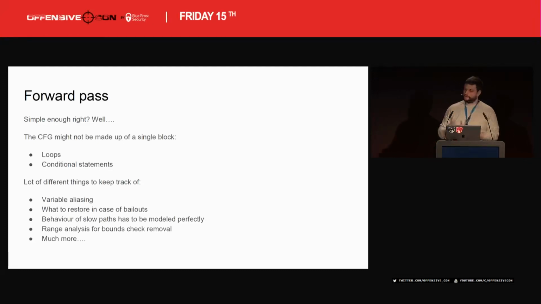You also have a lot of different things to keep track of, so variable aliasing, what to restore in case of bailouts. The JIT compiler also has to model the behavior of slow paths, so you don't want your JIT compiler to say, I might call into the slow path, but this won't change anything, and then the slow path changes something internally. So that could be one place to look for bugs as well. You have range analysis for bounds check removal, always some bugs there, and many more things to keep track of.